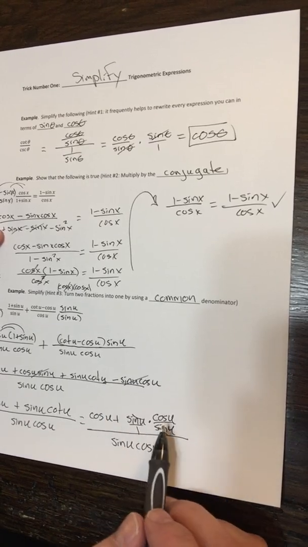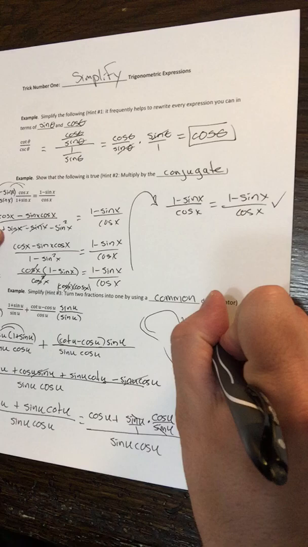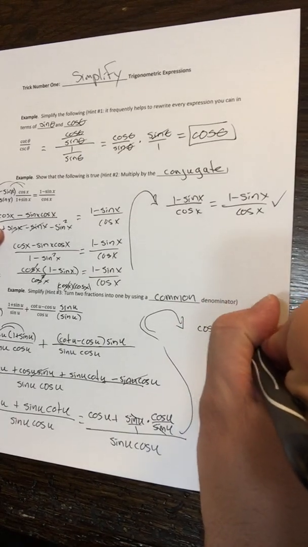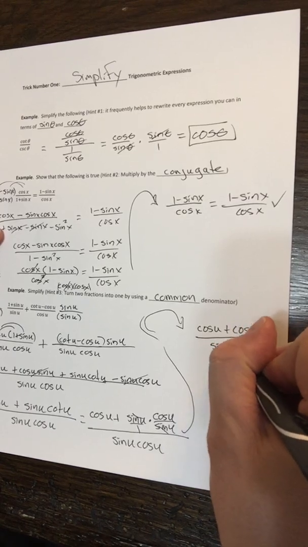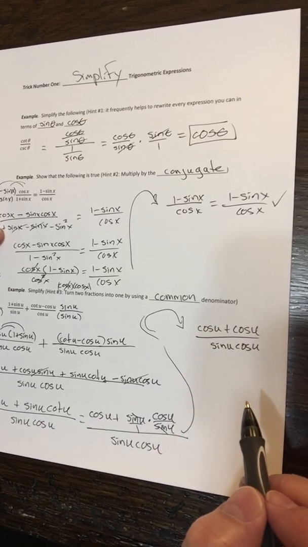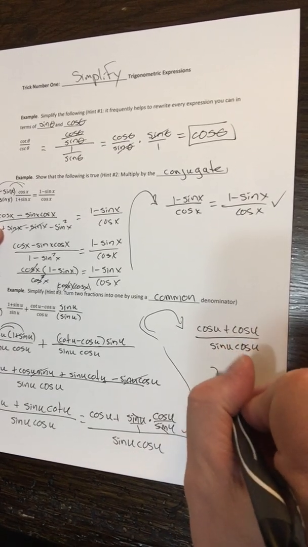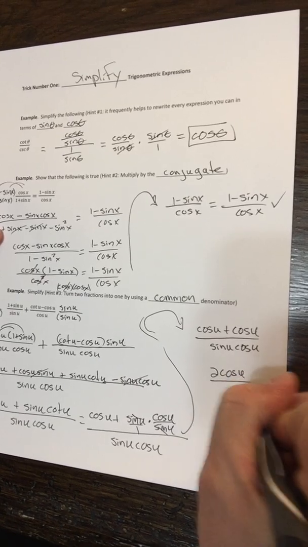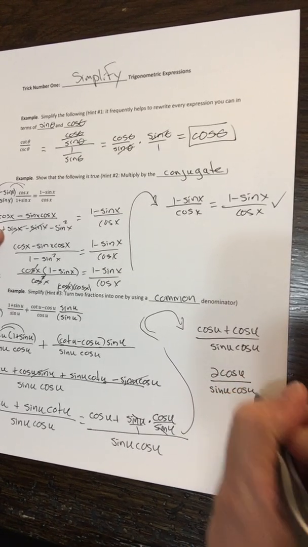I have cosine of u plus cosine of u. So let's go up here. Cosine of u plus the cosine of u. I can write that as 2 cosine of u. And this is sine of u times the cosine of u. So again, that can't cancel yet. Okay, so I have 2 cosine of u on the top, and on the bottom I have sine of u times the cosine of u.